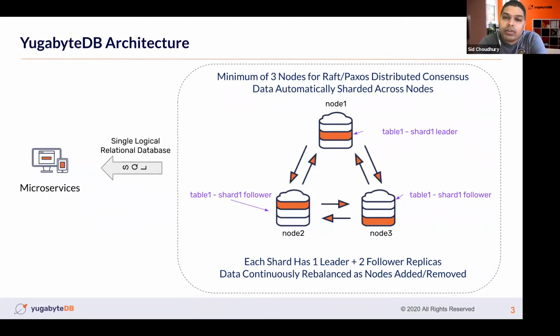In this 3 node form factor, data is automatically sharded across all nodes. So let's say we take a table 1, right? In this case, table 1 will be divided into n shards, shard 1 to shard n. And let's take just shard 1. A shard 1 leader, which is one of the replicas, will be placed on node 1. Shard 1 follower will be placed on another node, another fault domain, which is node 2. And another shard 1 follower will be placed on a third fault domain, which is node 3. And we do that for all tables and all shards inside them.